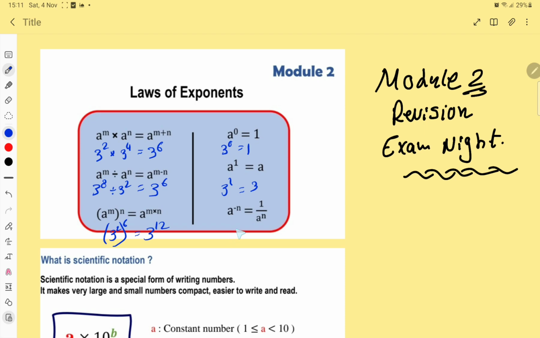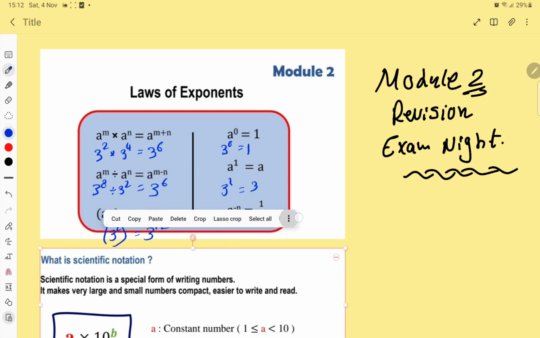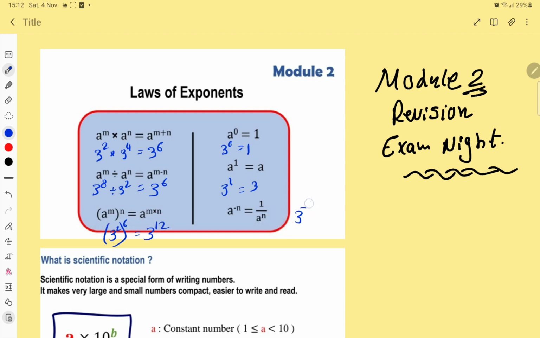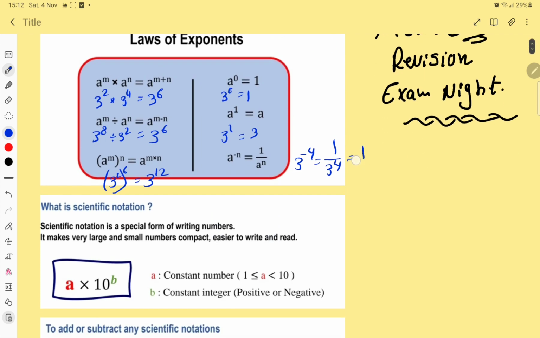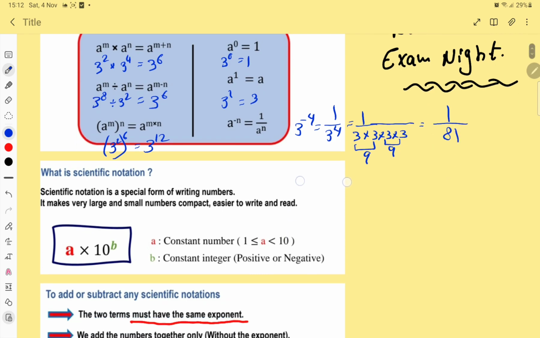A power negative 2, whenever there is a negative, it makes a switch. So 3 power negative 4 equals 1 over 3 power 4 equals 1 over 3 times 3 times 3 times 3 again. So equals 1 over 3 times 3, 9. 3 times 3, 9. 9 times 9 is 81.